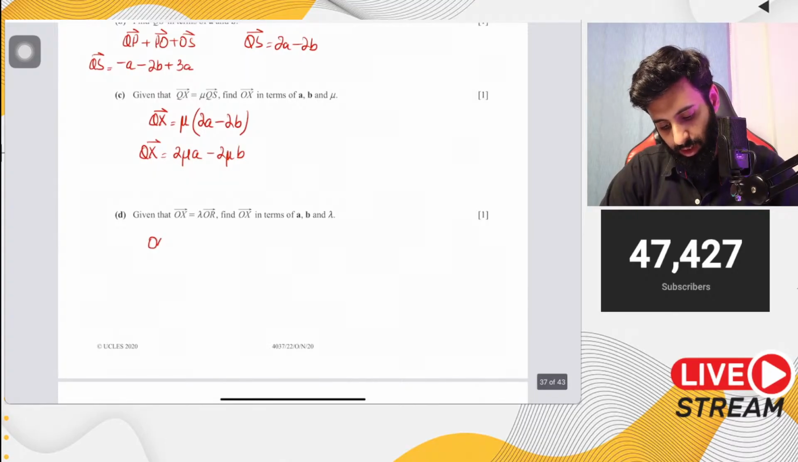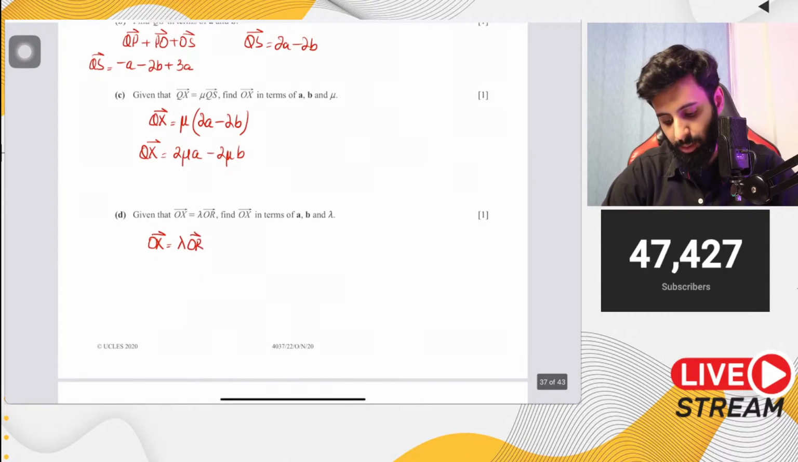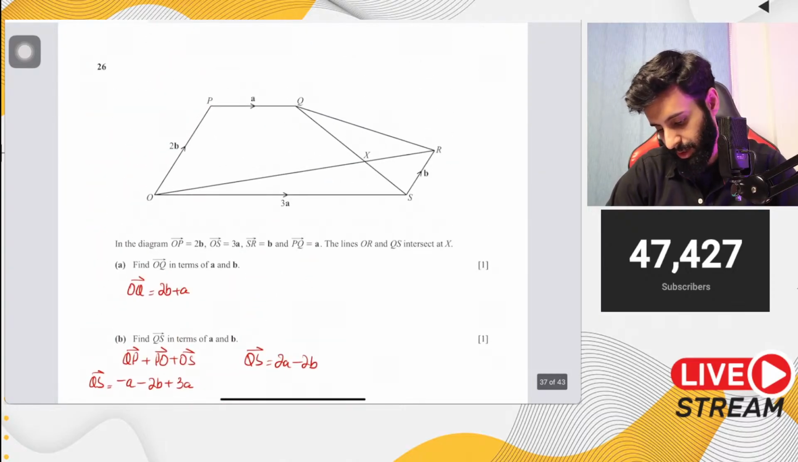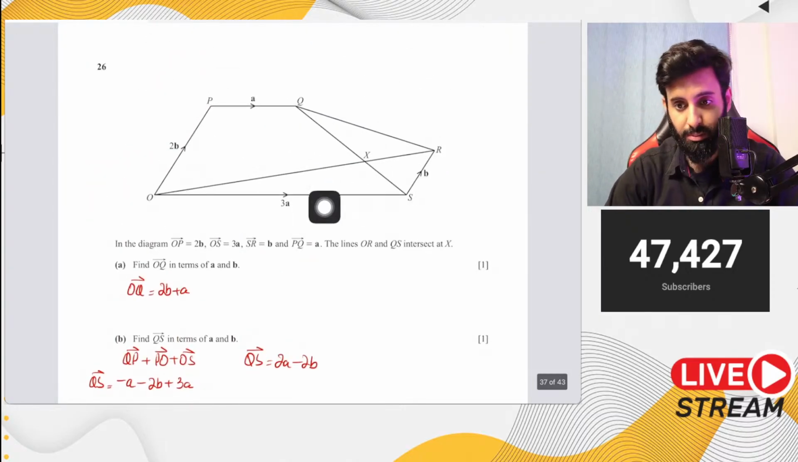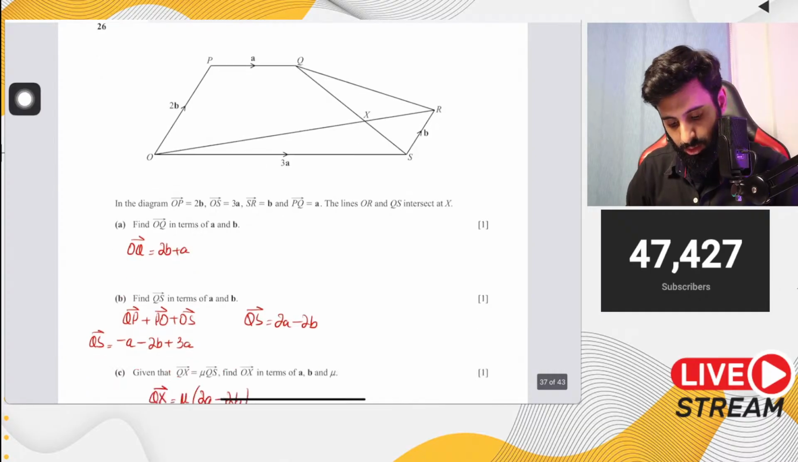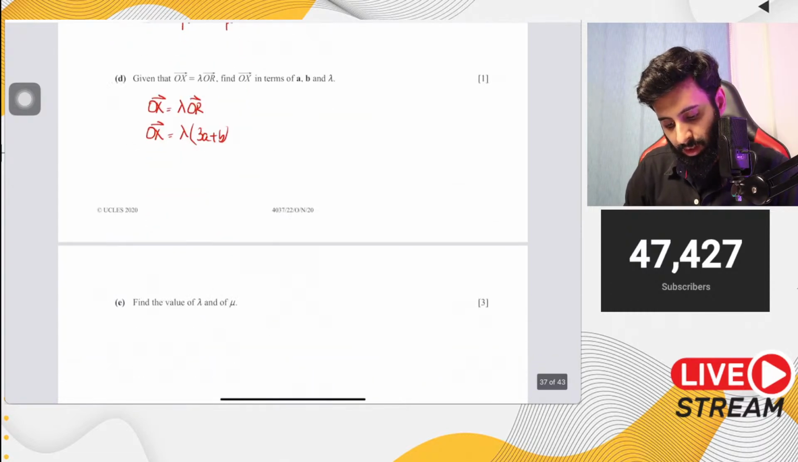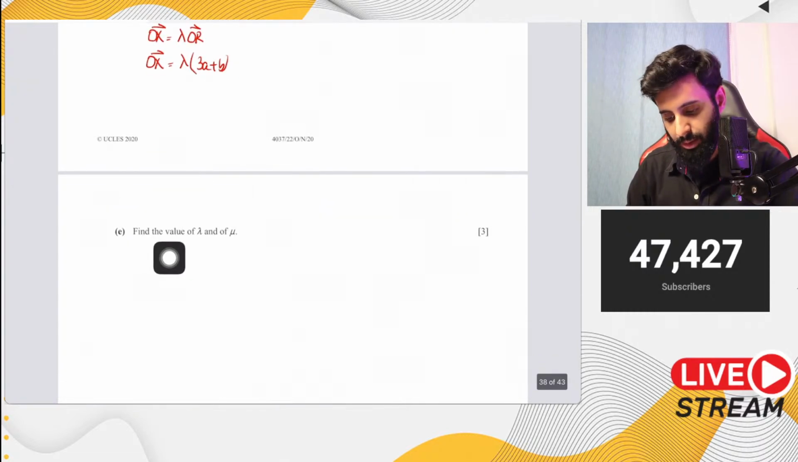Then we have OX, which is equal to lambda times OR, and now we need to find out OX in terms of A, B, and lambda, okay. So OX is equal to lambda times OR. Now, have we worked out OR? No, we haven't, but we can work it out. OR will be 3A plus B. Okay. OR is equal to 3A plus B. And there you go. That's OX. Okay. Then it says find the value of lambda and mu.